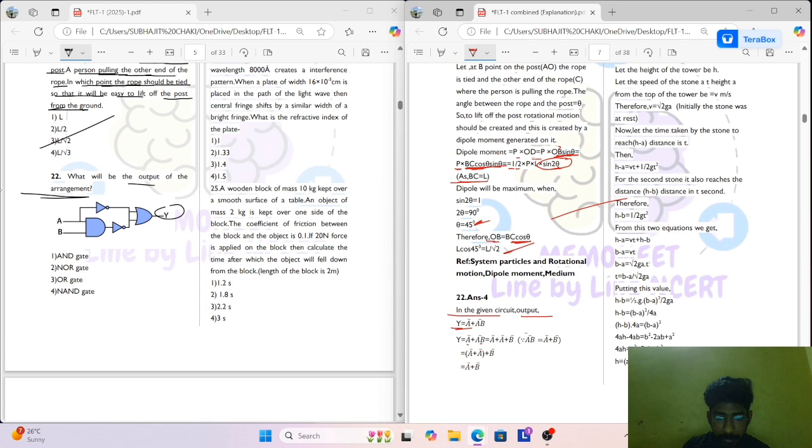A bar plus B bar, and you know A bar and A bar will become only A bar. So A bar plus B bar will become A dot B bar from De Morgan. So Y will be equal to AB bar, that is the output of a NAND gate. That means option number 4, NAND gate, will be the correct option here.